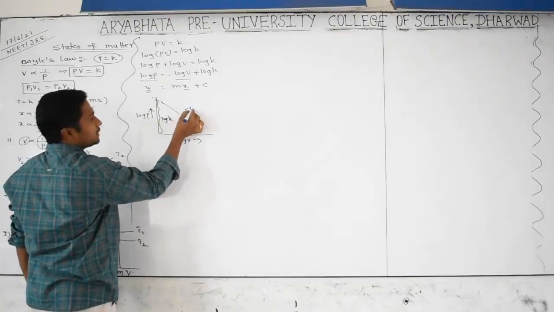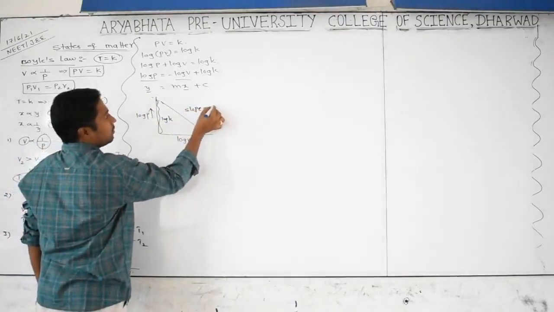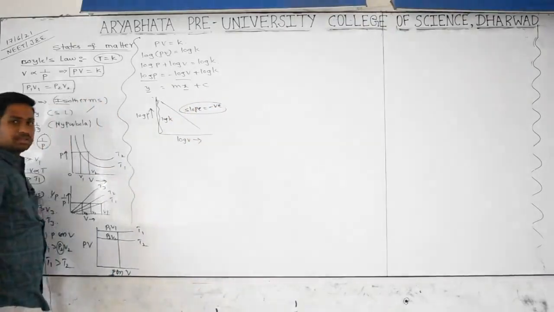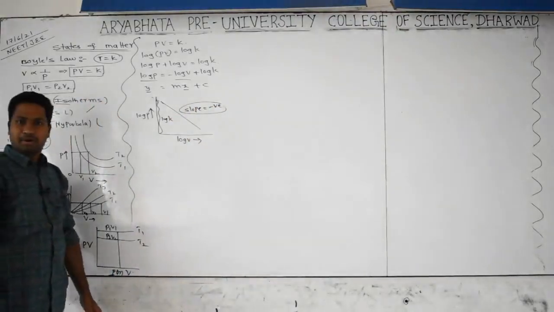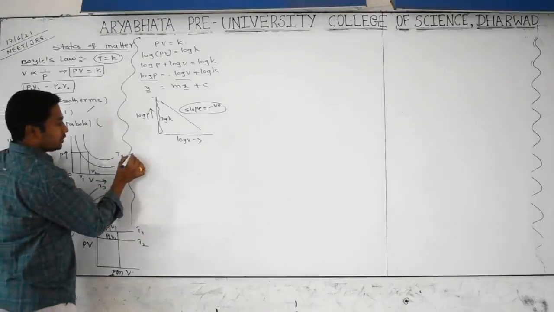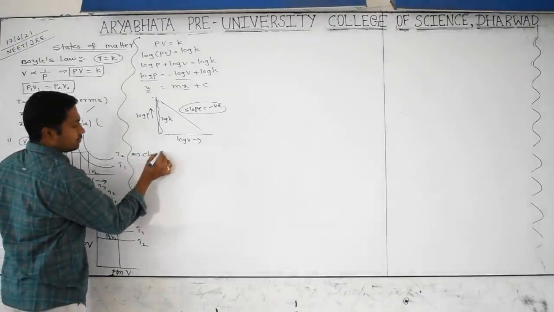What slope are you getting? That is nothing but which one? Negative slopes you are getting. These are the graphs related to which law? Boyle's law. After that we are going to discuss Charles' law.